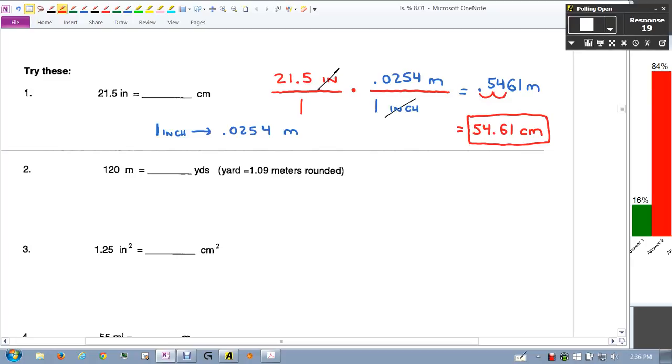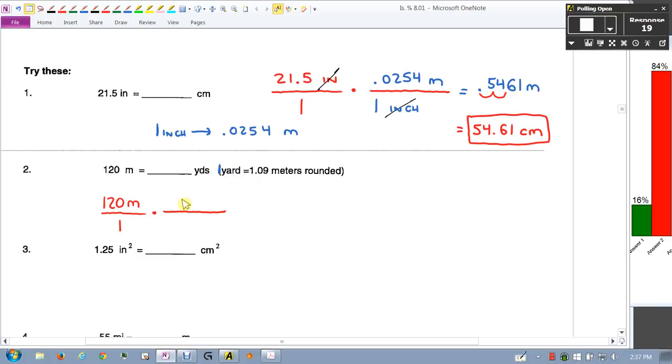All right, let's try this next one. I want to go from meters to yards, right? 120 meters is how many yards? So I do 120 meters over 1 times, now I need to come in with my proportion that's going to cancel out the meters and create yards, right? So do we have a relationship between yards and meters? Do we know one? Well, they gave it to us right here, don't they? They're telling us 1 yard is 1.09 meters.